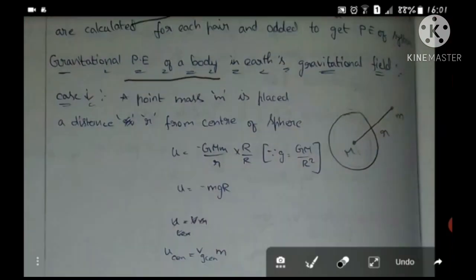Here, case 1. A point mass m is placed at a distance r from the center of a sphere. Here U is equal to minus G capital M small m by r into capital R by r. Hence here g is equal to GM by r square. Here U is equal to minus mgr.